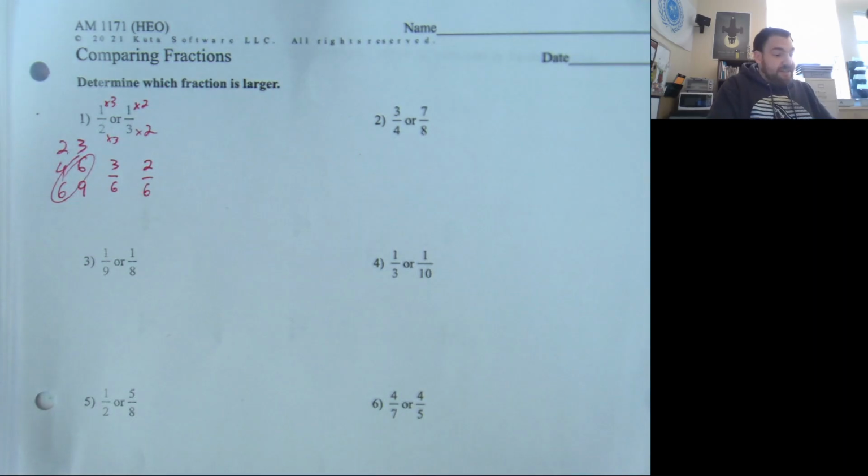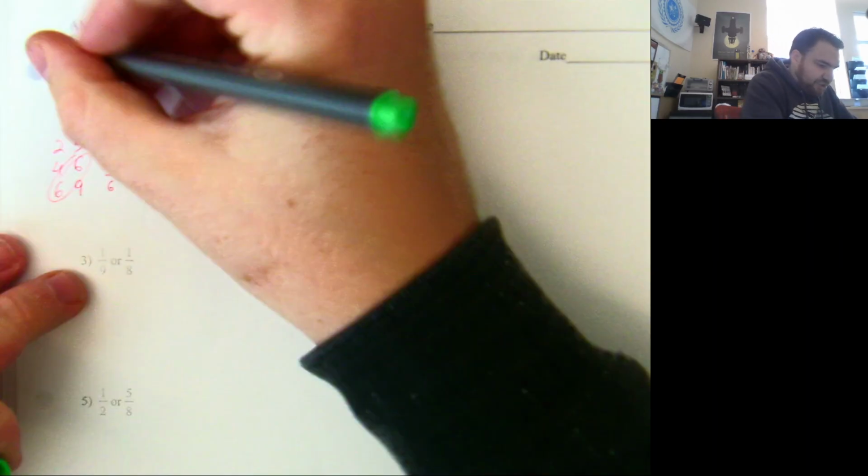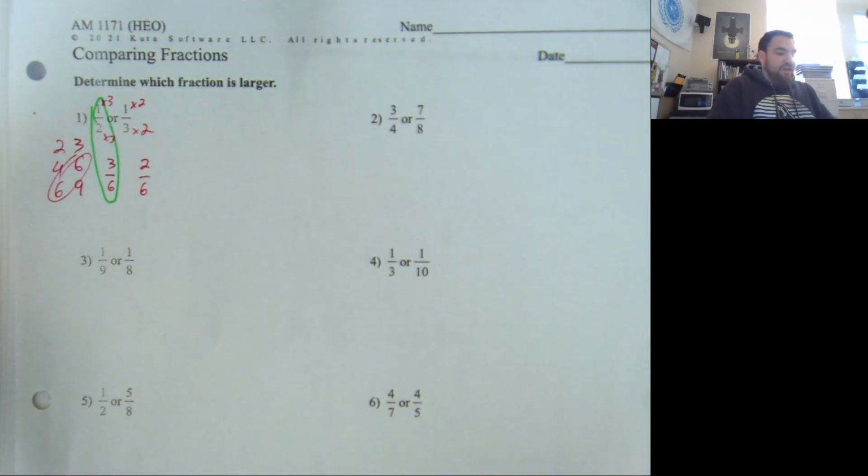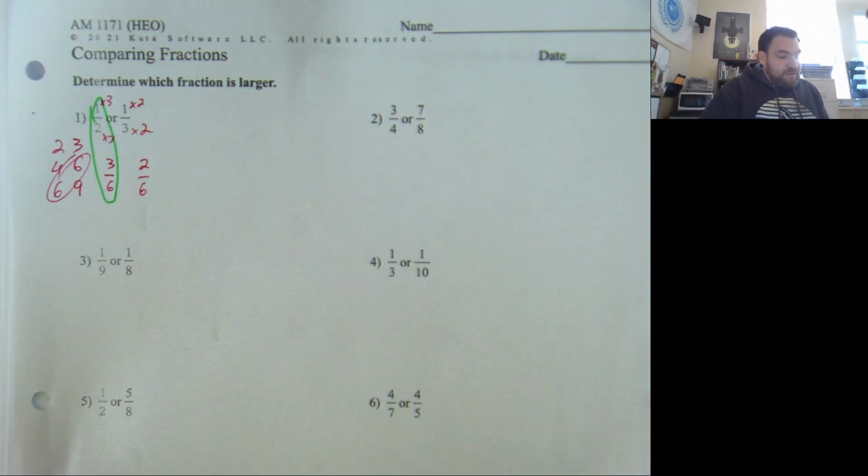And the question was, this time, determine which is larger. And so you would have said, yes, 3 over 6 is larger. So this is the larger one, and I would have circled both of those things. Okay? So this is what I wanted you guys to do yesterday.